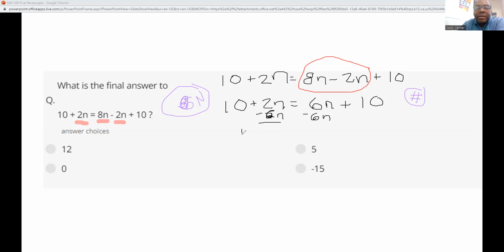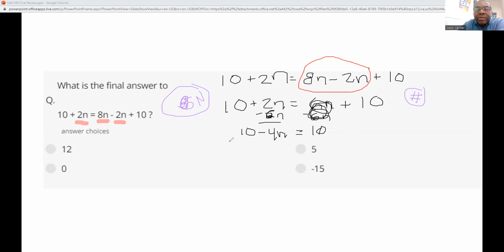So that leaves me with 10 plus, actually, 2n minus 6n is going to give me negative 4n. So let's just make that a negative sign, all right? Negative 4n. This 6n minus 6n cancels out, so that gives me 10. Okay? And now I have 10 minus 4n equals 10.